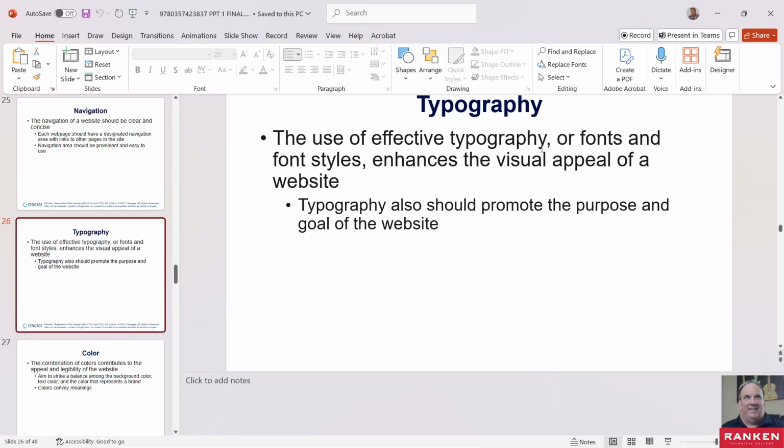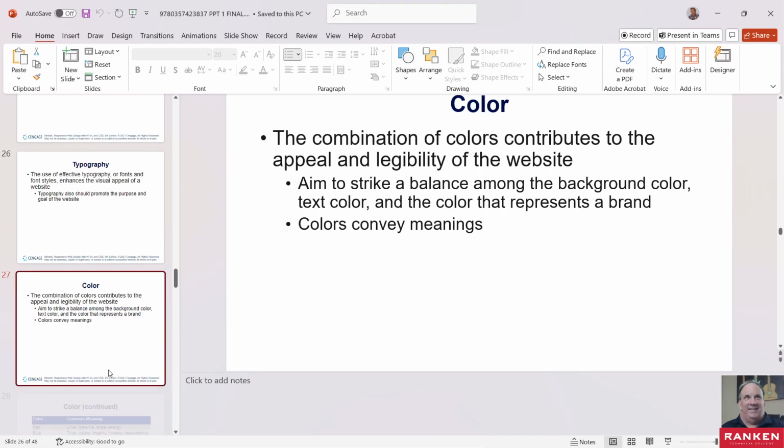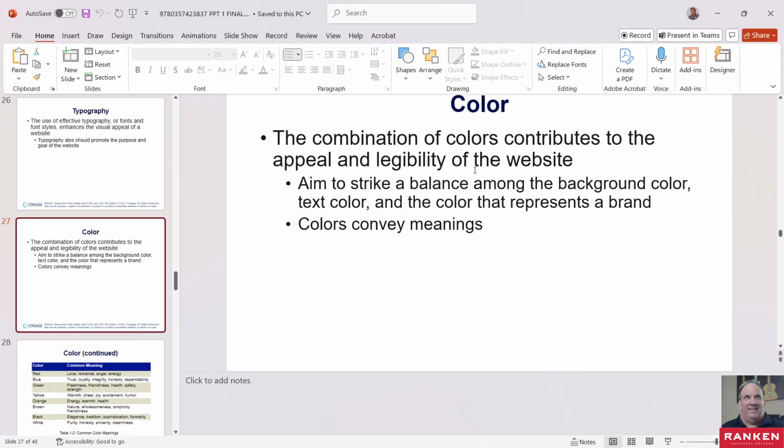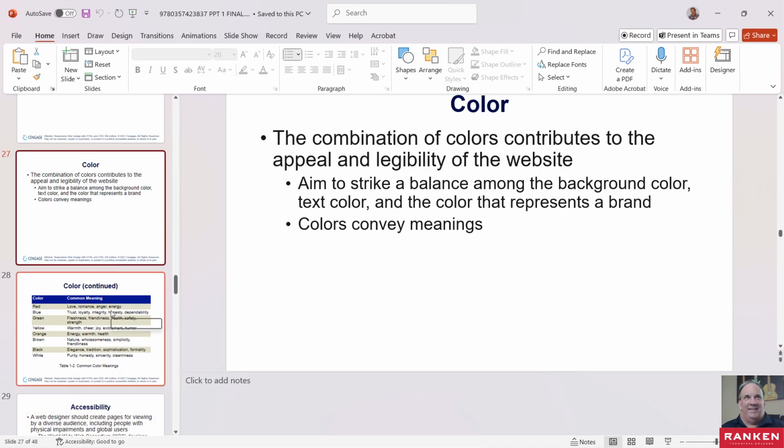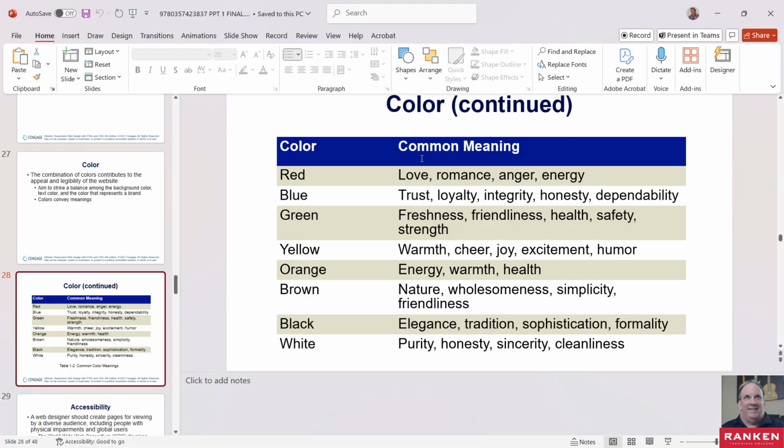Typography, or fonts and font styles, enhance the visual appeal of a website. The combination of colors contributes to the appeal of the website. Now there are colors continued here. So this is just showing some common meanings of different colors.